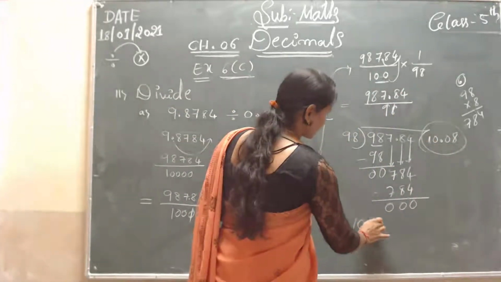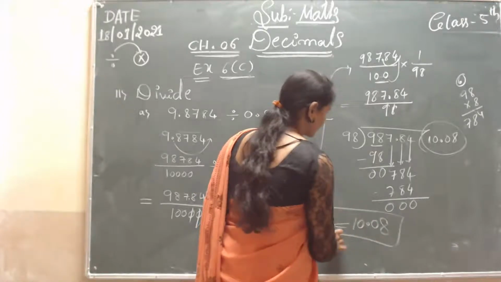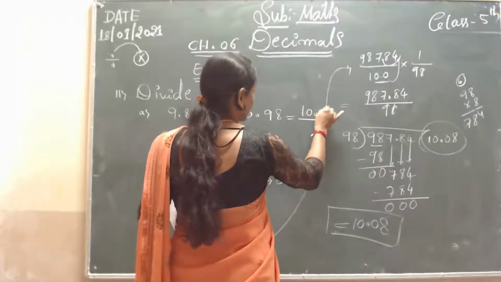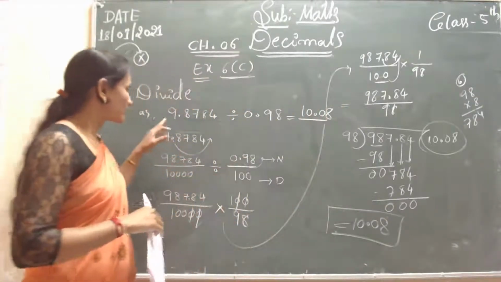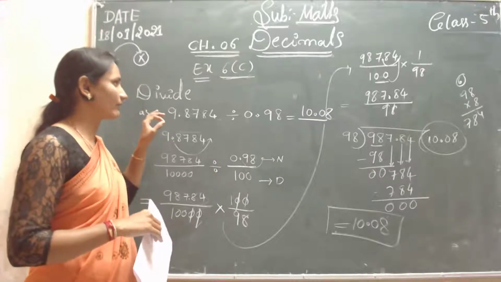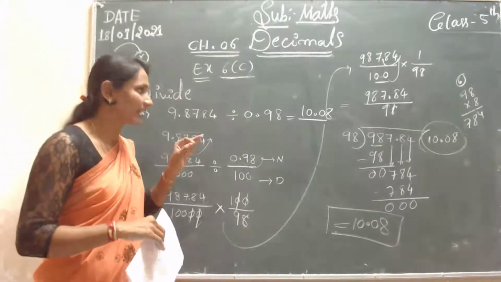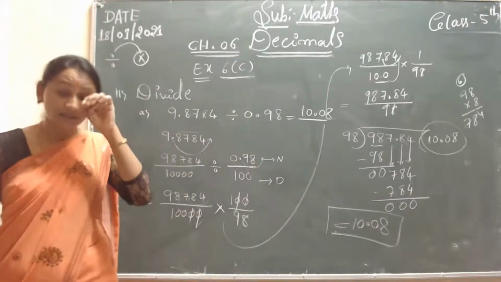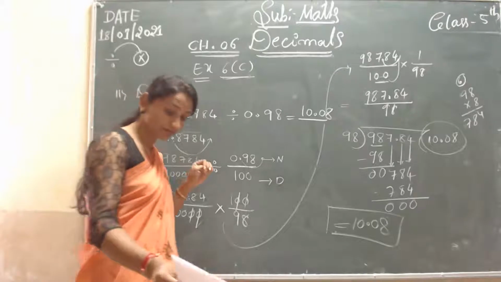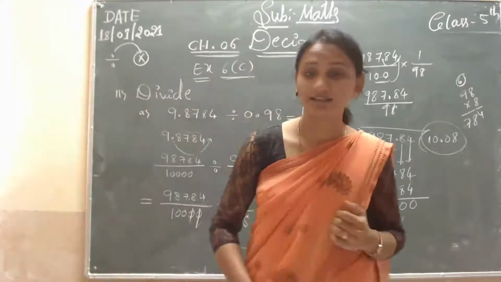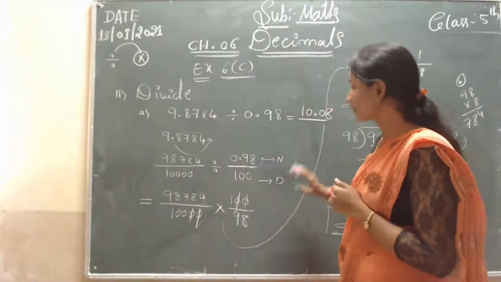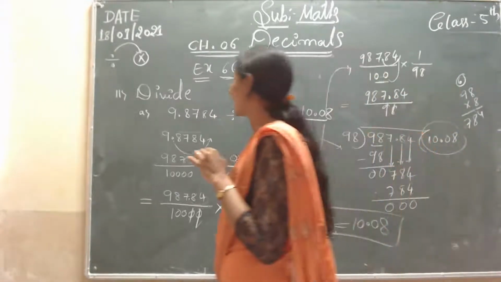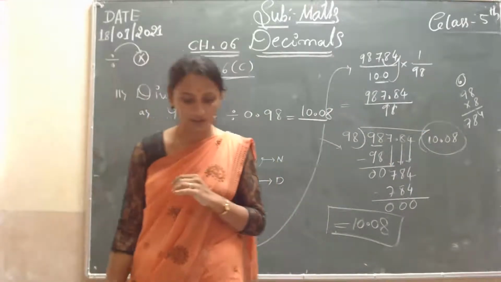So 10.08. This is the answer. Students, you have to write here 10.08. Students, 9.8784 divided by 0.98, we will get the answer 10.08. So students, I have told you a very easy method. First, you have to do the clearing step. Afterwards you have to do the common division method. Okay, this is decimal division. Okay, so this is the first question.